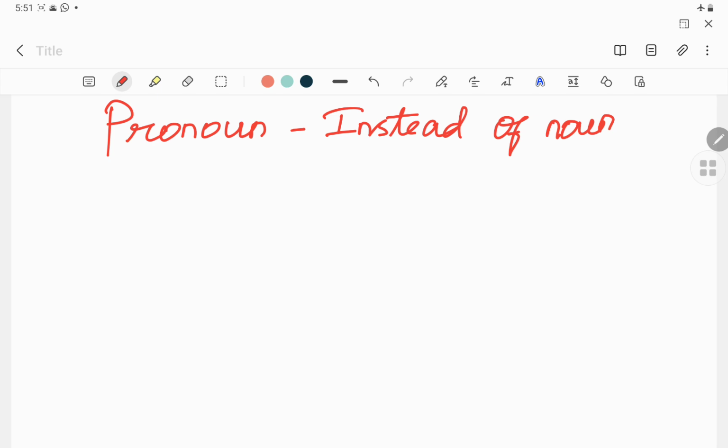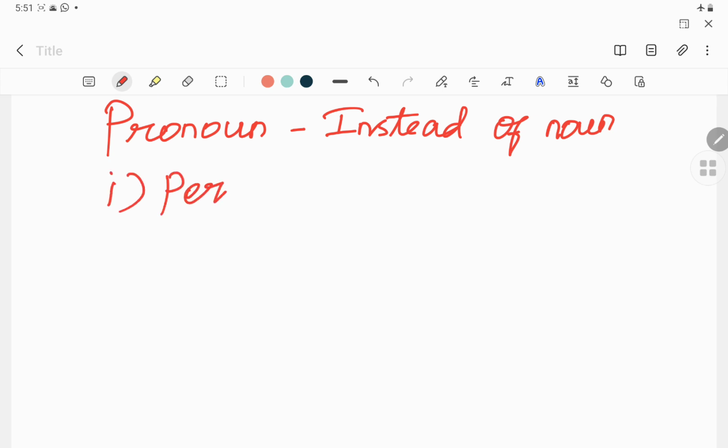Here, in nouns we have 5 types. Like that, pronoun also has a lot; the main important ones are 6 types. The definition of pronoun is: instead of noun we can use pronoun. What are they? We know already: I, we, you, he, she, it, they. So the first type is personal pronoun.